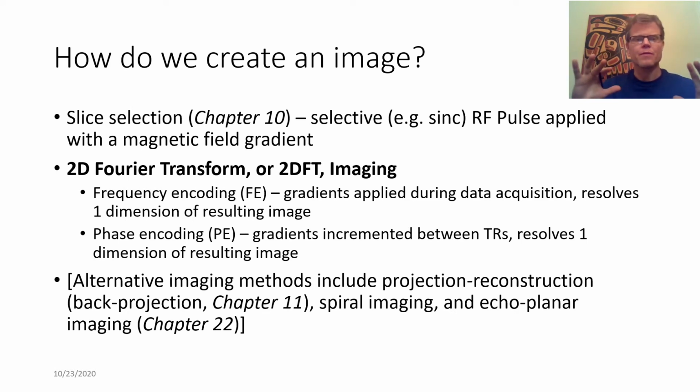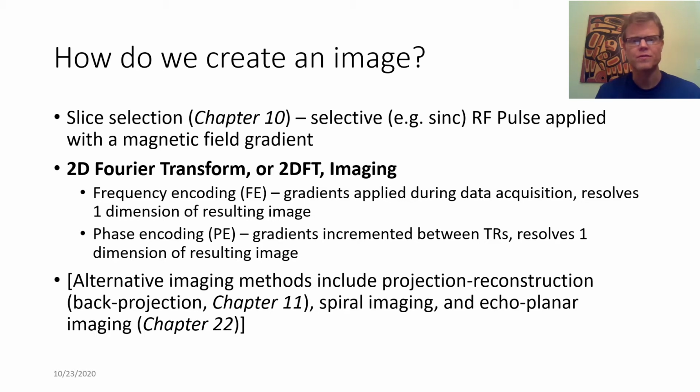So starting off with an overview of how we are going to create an image. First, we're going to perform some sort of slice selection with our RF pulses, as we discussed in the last chapter. Then we're going to move on to the spatial encoding piece, which for the 2D case, the most common way this is done is with 2D Fourier transform or 2D FT imaging. The reason for this name will become more clear as we continue to use this technique.